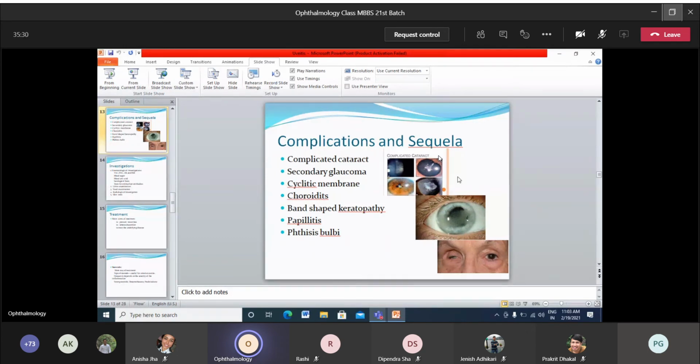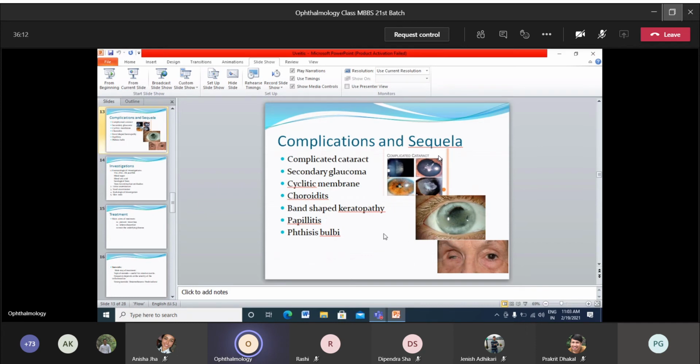Then secondary glaucoma, very important, okay, because of trabeculitis, because of the exudates, they go and block the trabecular meshwork, so the outflow is hampered, so that leads to secondary glaucoma. So there can be presence of cyclitic membranes. Then further down, if the inflammation spreads, you can also have choroiditis. Okay, and band-shaped keratopathy, which is deposition of calcium in the cornea. Here you can see in this picture. So that leads to band-shaped keratopathy. Papillitis, which is inflammation of the optic nerve, and lastly phthisis bulbi, as you can see in this picture.